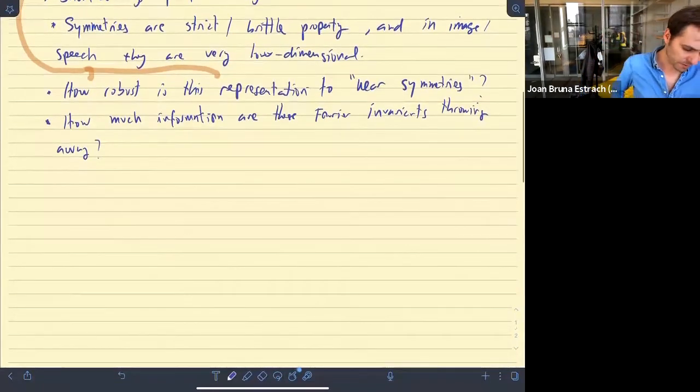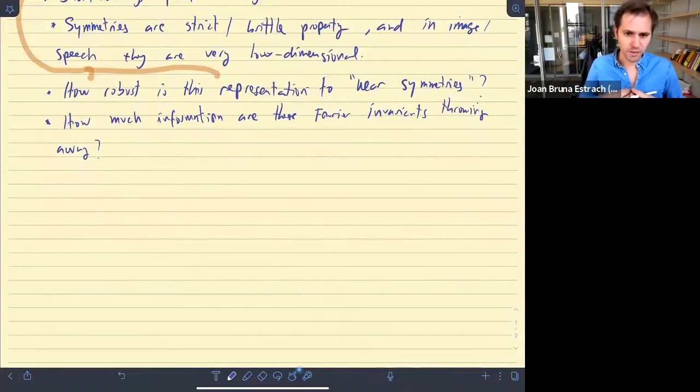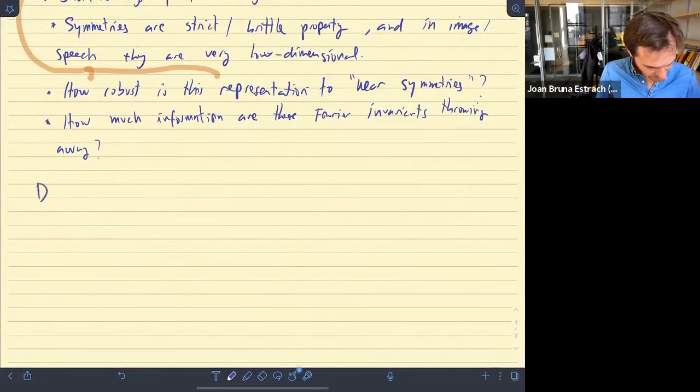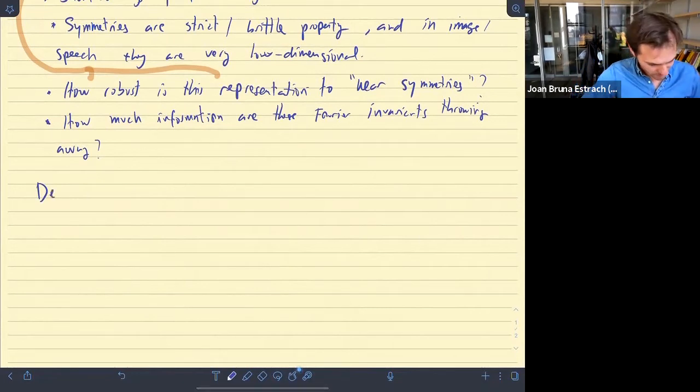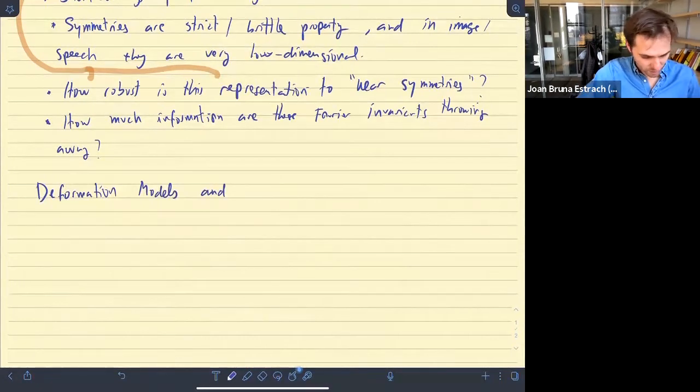So let's start with the first one. For this, we need to formalize what we mean by near symmetries. How do we go outside the group? For this, we are going to introduce deformation models, and we are going to formalize what we mean by geometric stability.